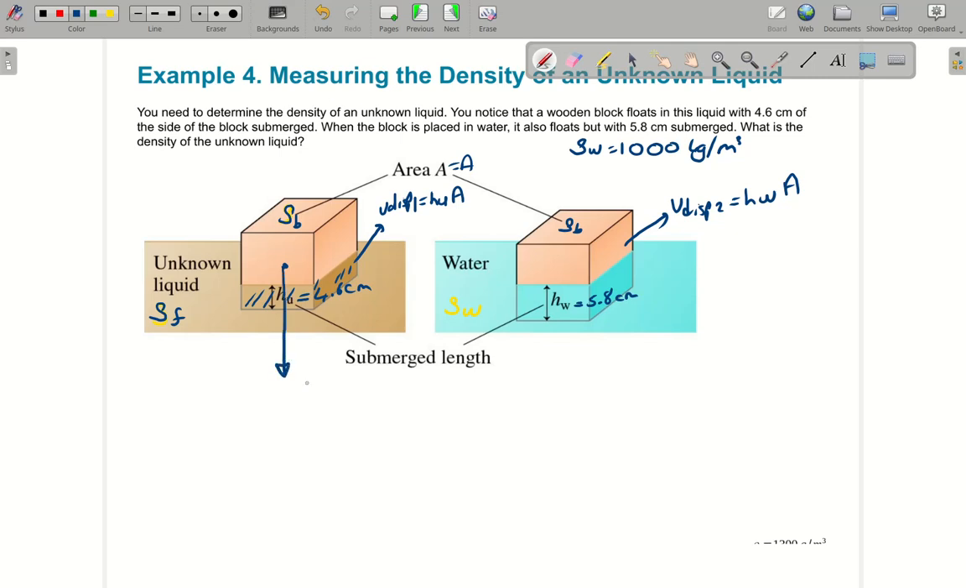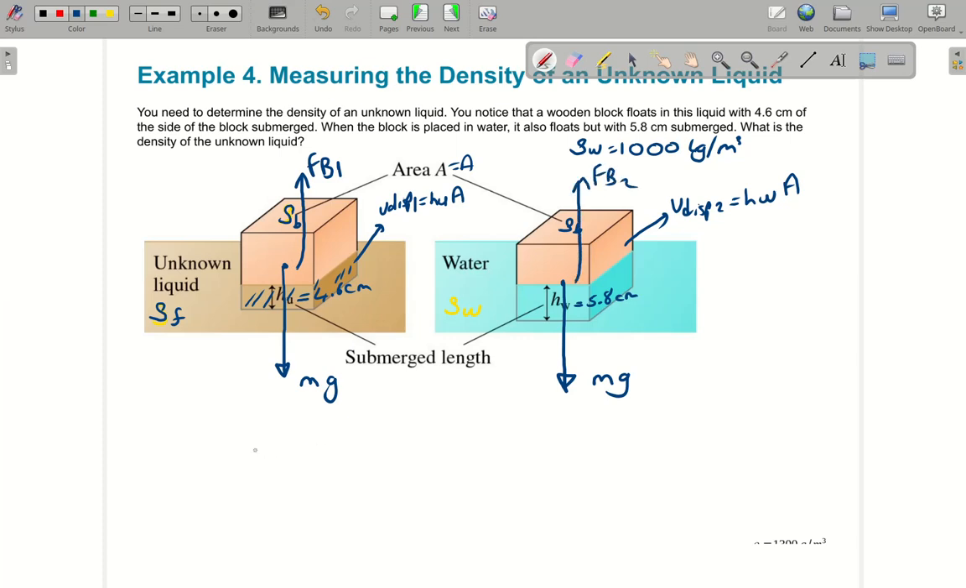No matter how the densities compare, for each case, the wood floats. There's mg down, and there's buoyancy force up. Let's call them F buoyancy 1 and F buoyancy 2.